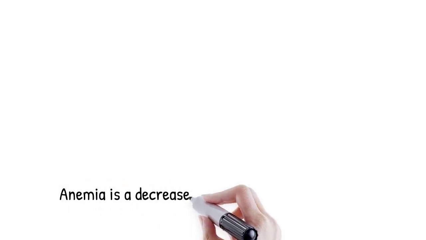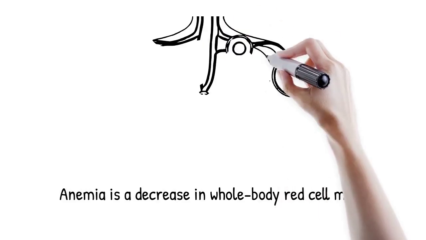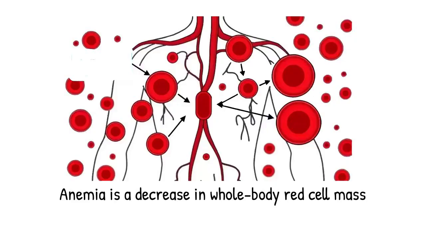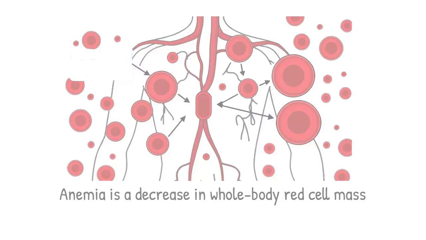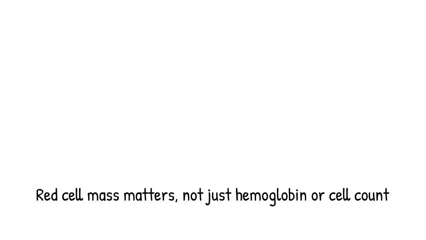Let's begin with the definition. Anemia is defined as a decrease in whole body red cell mass. Now, I want you to pay close attention to that phrasing. Whole body red cell mass. Not just a low hemoglobin number on a lab report. Not just a low red blood cell count. The true definition is about the actual mass of red cells in the body.